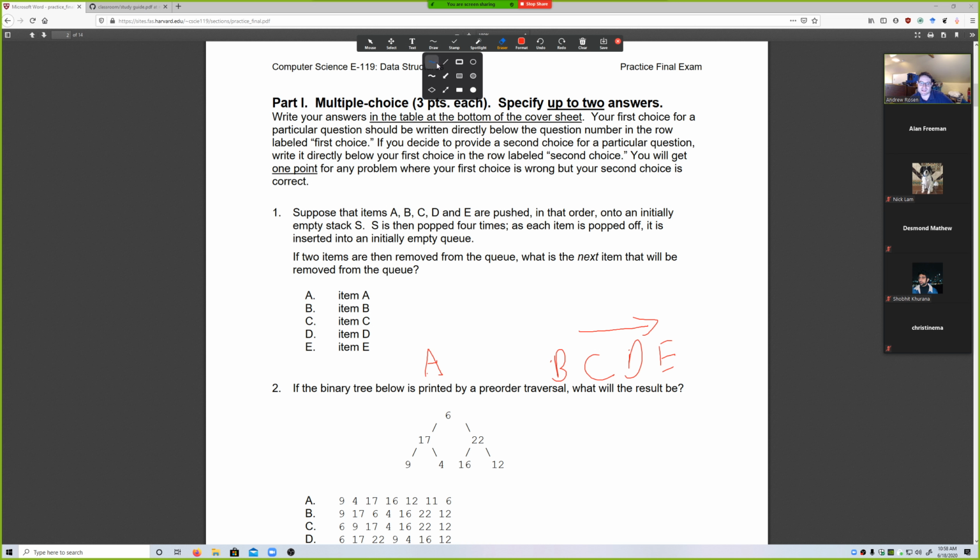Now it says, if 2 items are removed from the queue, 1, 2, what is the next item to be removed from the queue? And the answer is C. Makes sense? Alright, clear all.